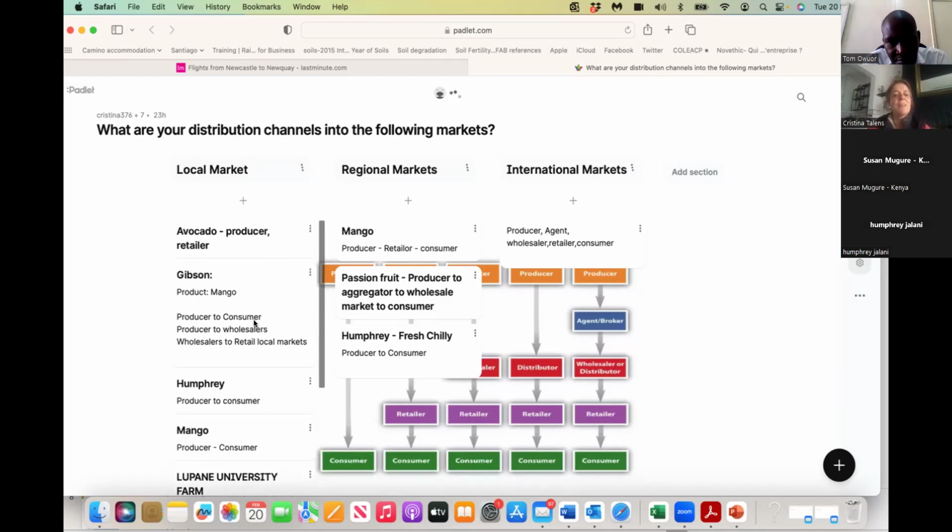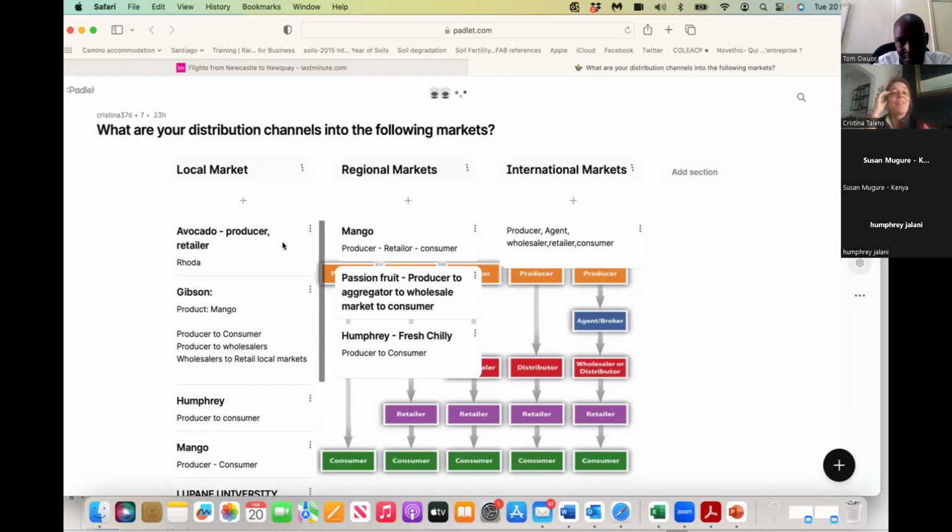Okay. Let me see. Avocado, producer, retailer. Who wrote that one? Who wrote avocado, producer, retailer? You can unmute yourselves. I can't hear you all necessarily. Avocado, producer, retailer, Rhoda. So the avocado goes straight from the producer directly to the retailer and then the consumer at the end. Yes, for the local market.